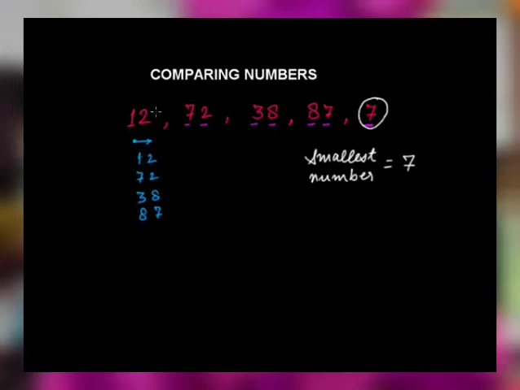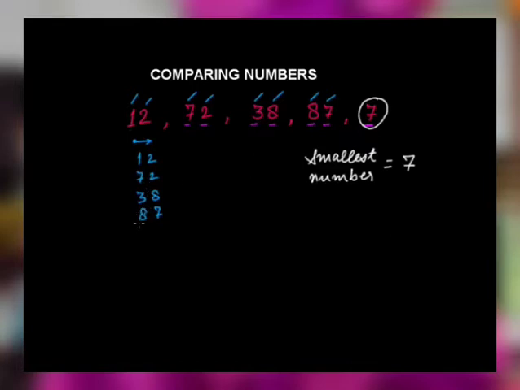Because this one is a 1's place, this is a 10's place, and so on in each number, we'll compare the digit present at that particular place. So in this case, at the 10's place is 1. In this number, at the 10's place is 7. In this number, we have 3. And in this one, we have 8. So 1, 7, 3 and 8. Which one is the largest? Obviously, we have 8 as the largest.